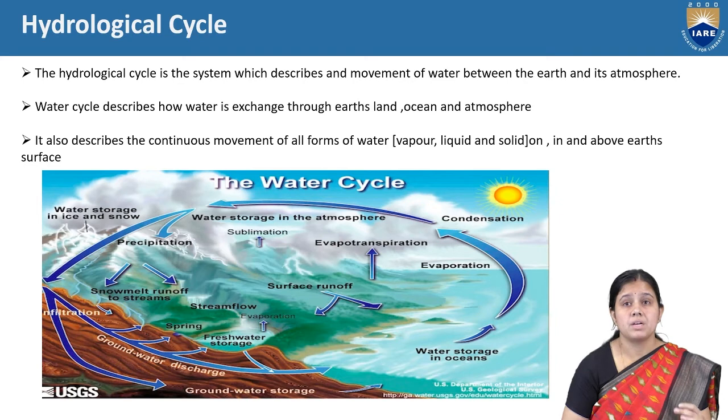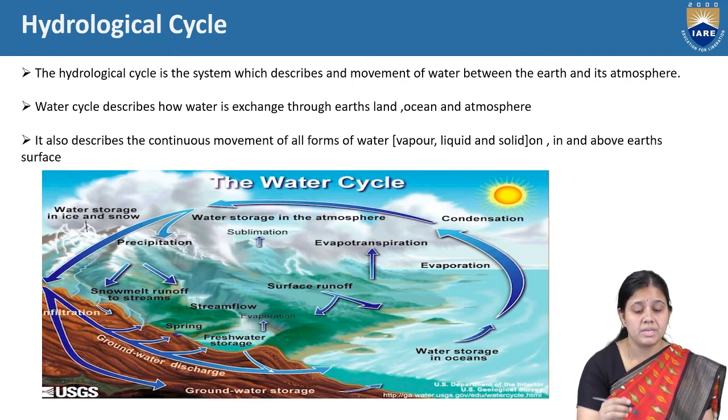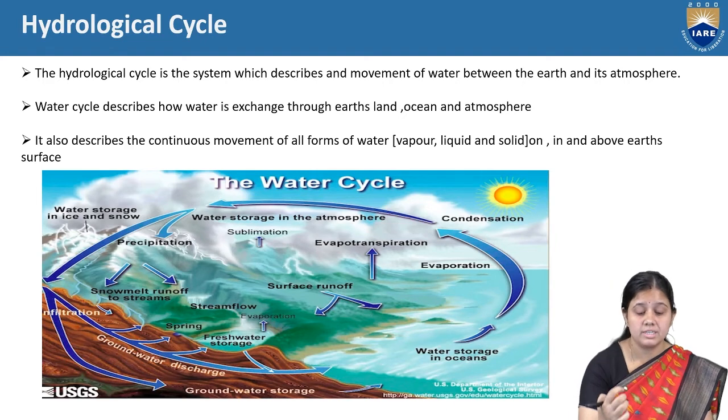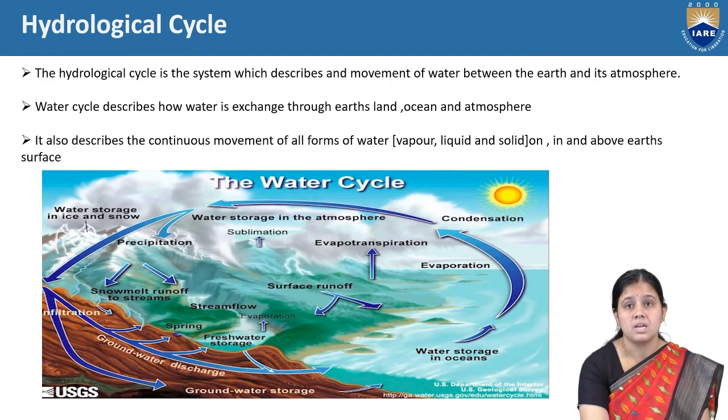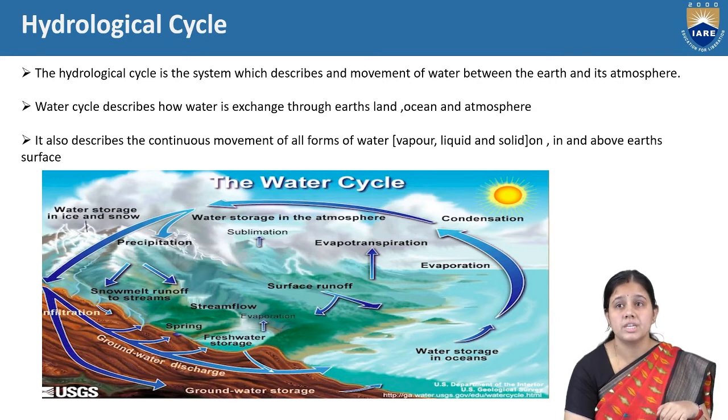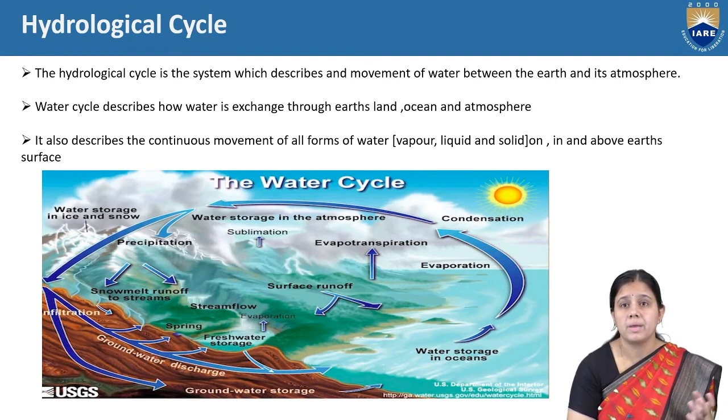It also describes the continuous movement of all forms of water, like vapor, liquid and solid, on the earth's surface. The picture represents all the processes of the water cycle, how water changes from one form to another, and how it moves inside the earth's atmosphere. That is the main theme of the water cycle: the movement of water and the form in which it is available in the atmosphere.